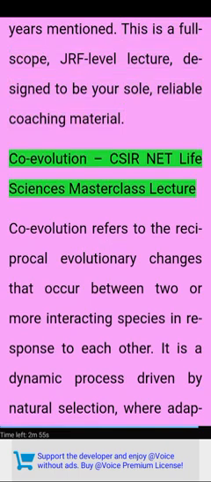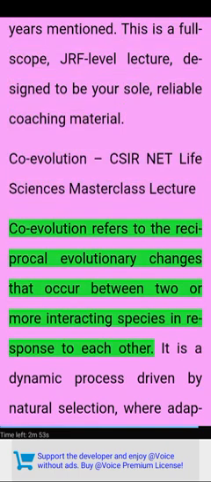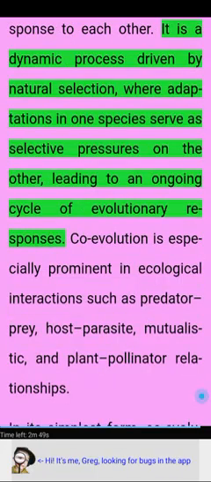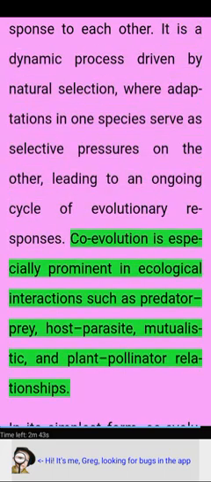Coevolution, CSIR NET Life Sciences Masterclass Lecture. Coevolution refers to the reciprocal evolutionary changes that occur between two or more interacting species in response to each other. It is a dynamic process driven by natural selection, where adaptations in one species serve as selective pressures on the other, leading to an ongoing cycle of evolutionary responses. Coevolution is especially prominent in ecological interactions such as predator-prey, host-parasite, mutualistic, and plant-pollinator relationships.